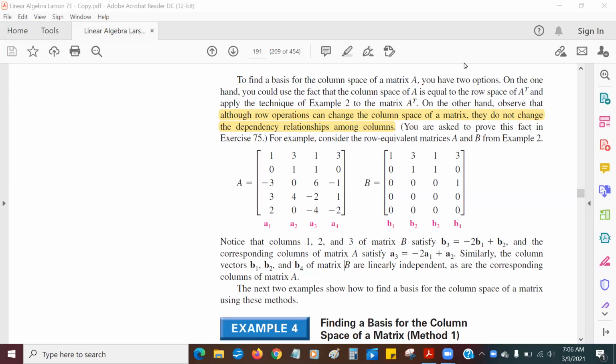Okay, everybody, we showed how to find the basis of a row space. Now we're going to show how to find the basis of a column space. Before I do that, I want to make one point. I highlighted this in yellow.